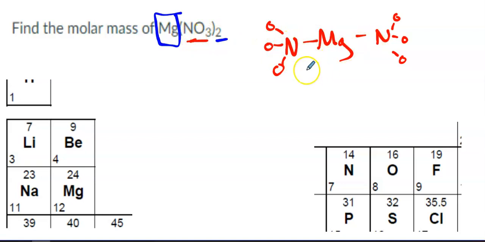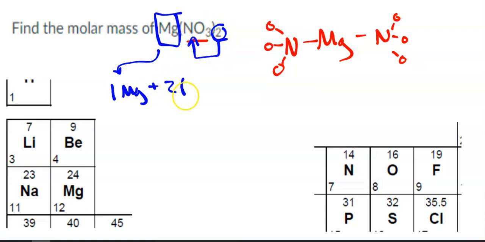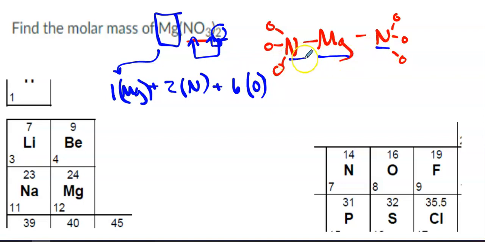So if you count all this up, we have 1 Mg, 2 N's, since I just distribute the 2, plus this time 2 times 3 makes 6 oxygens. You can see it: 1 Mg, 2 N's, and 6 oxygens.